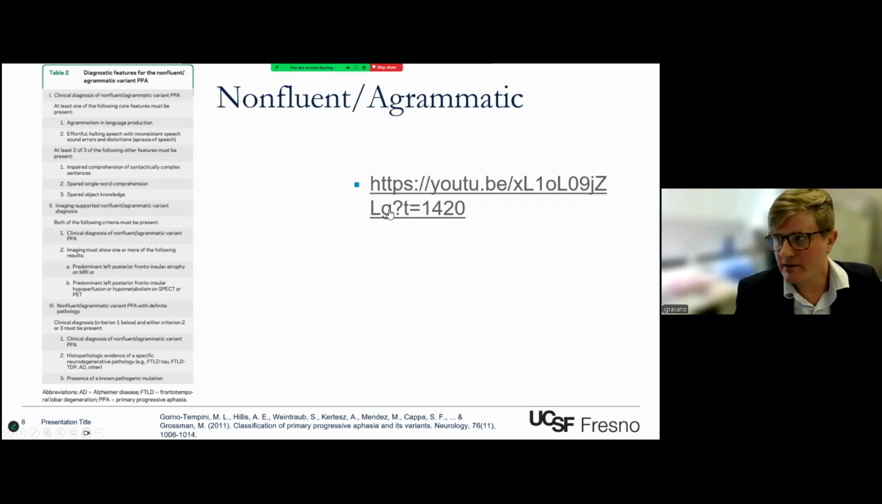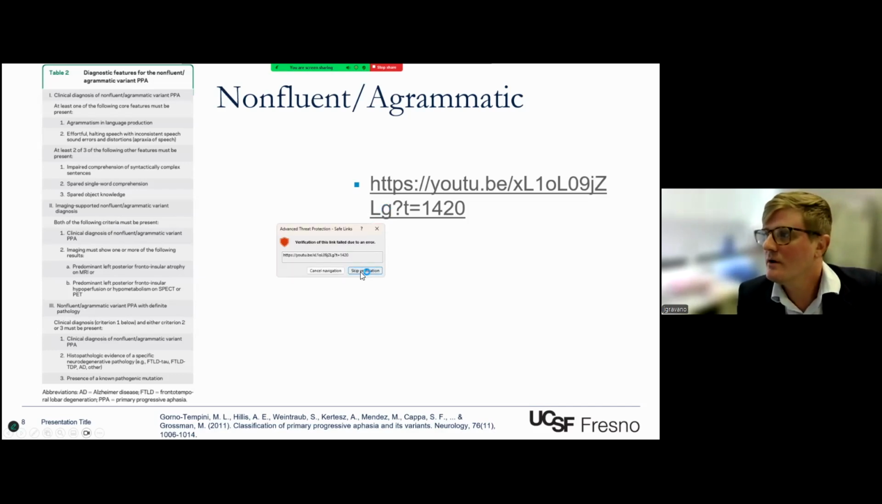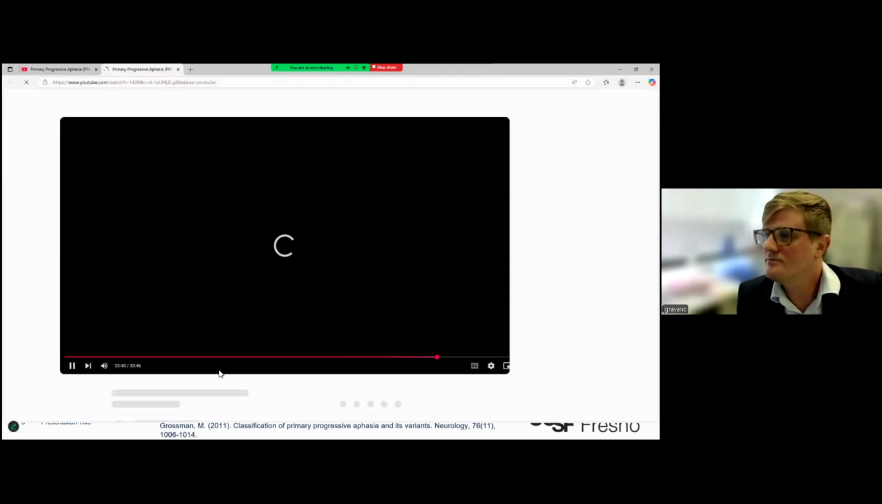What does this actually look like or sound like? There's a talk from Northwestern that goes through some examples, and I cherry picked a few for learners today. So this is going to hopefully take us to the right section here.